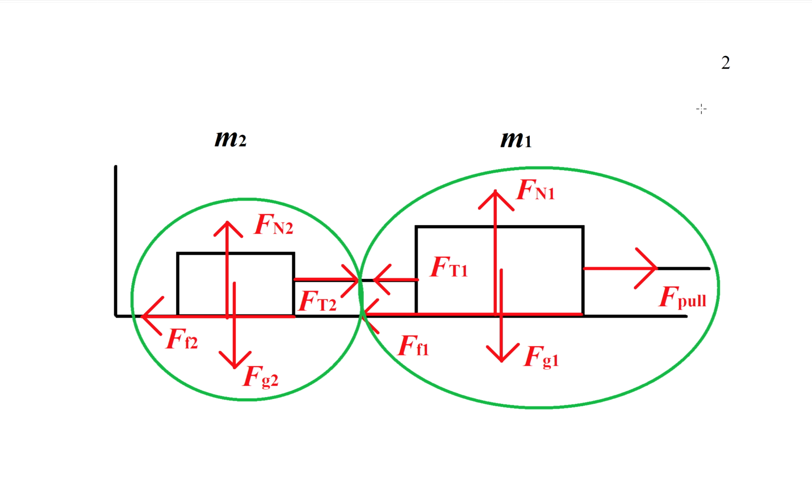This means for each circle, when we apply Newton's second law, F equals ma, we could only apply it to the forces inside one of those circles. We cannot use sigma F equals ma on forces in both circles. So here I've clearly labeled the forces on both objects.